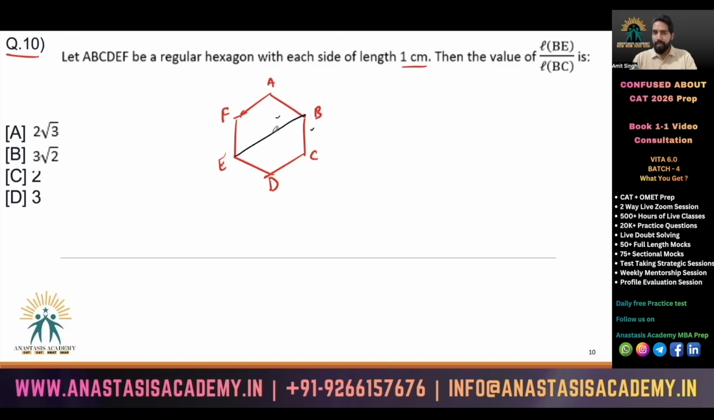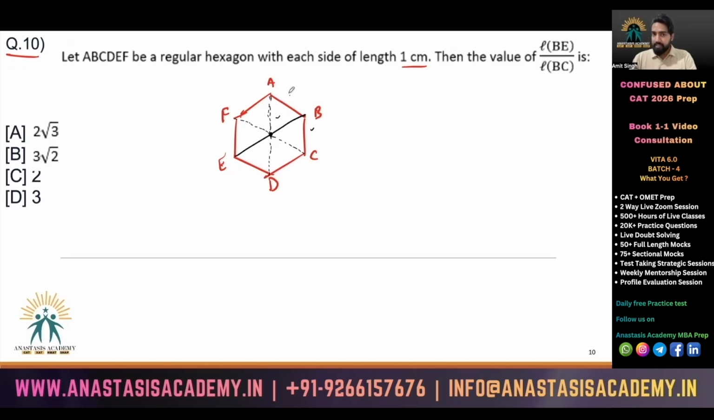Can you see, if we connect all these longer diagonals of a regular hexagon, they pass from this point, that is the center of this hexagon. And this center, when I connect all the vertices to this center, this hexagon can be divided into 6 equilateral triangles.